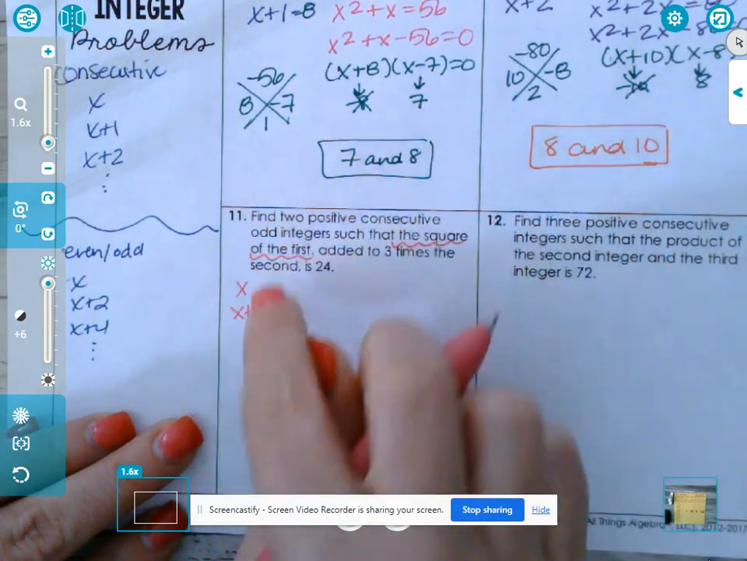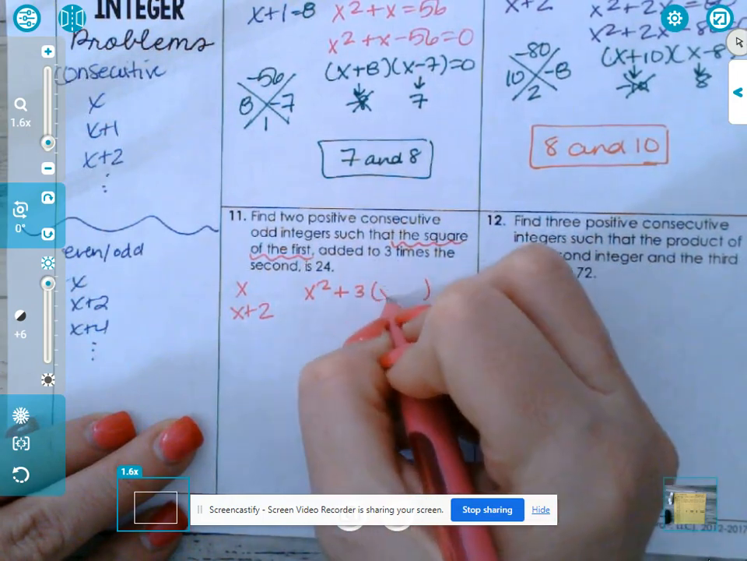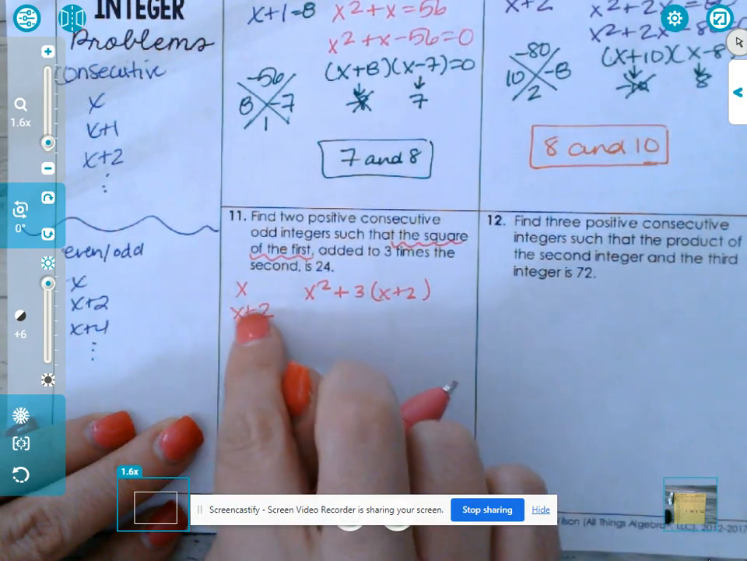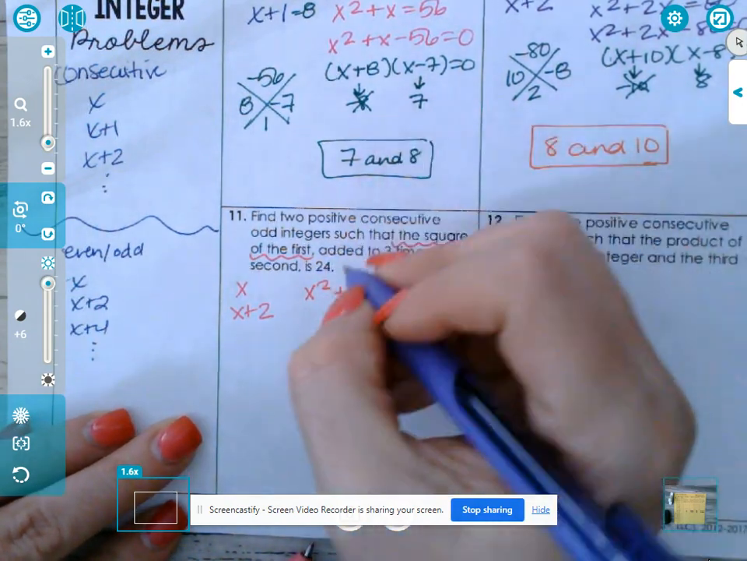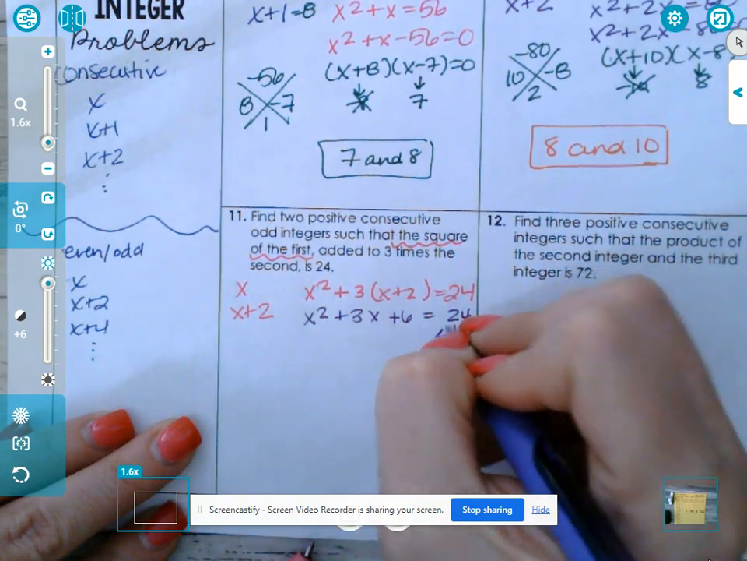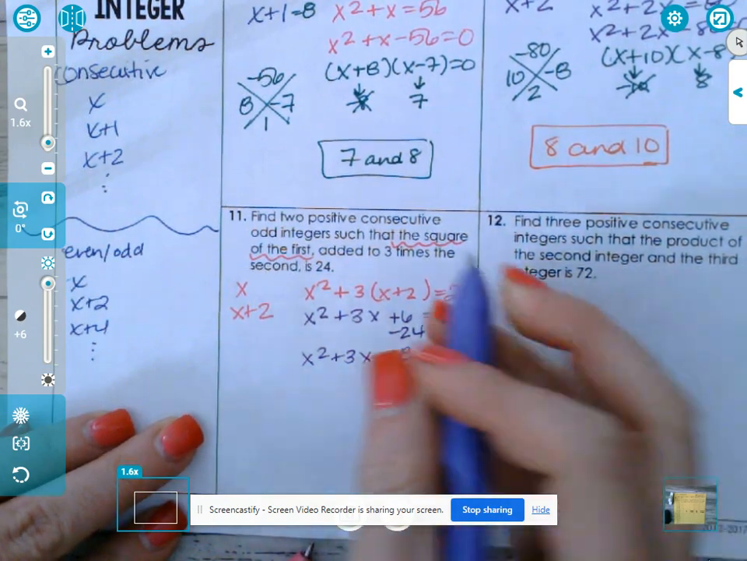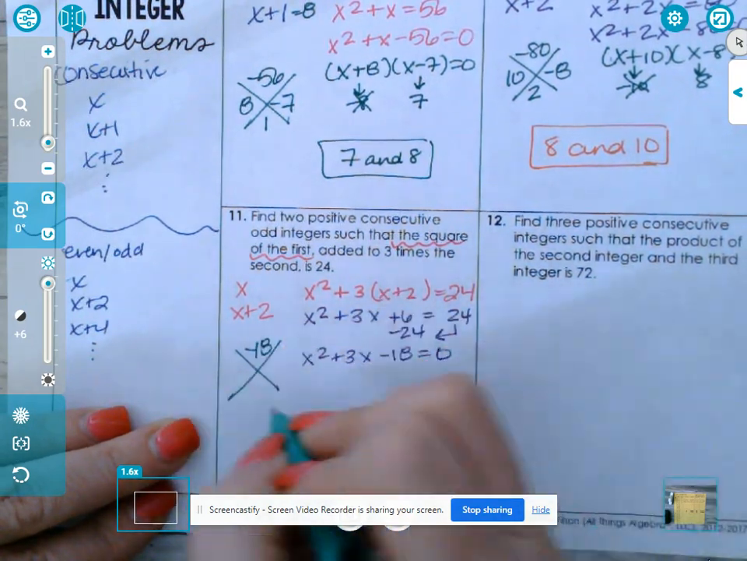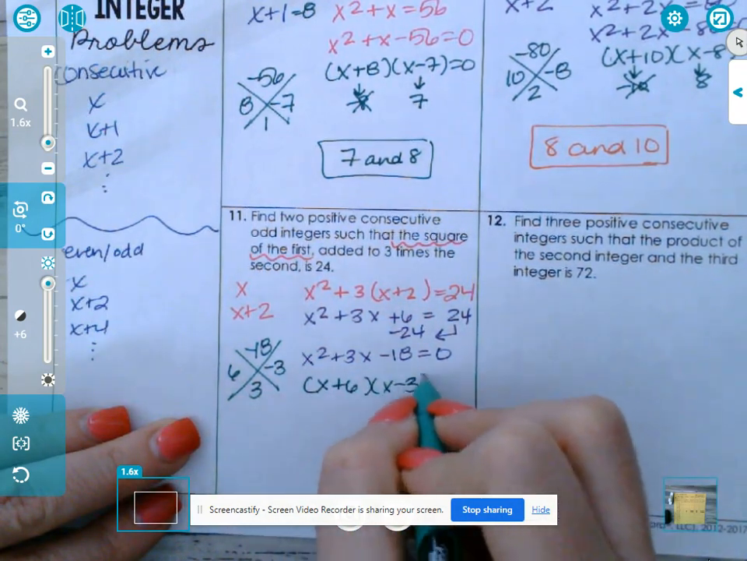All right, the square of the first. So that means you take the first one and square it, added to 3 times the second. Y'all, if you don't put that in parentheses, you're wrong. Okay, make sure it's 3 times the whole thing, and the whole thing is the second one, is 24. Okay, so we're going to simplify from here. Now, again, we'll work this out. So we're going to move that 24 over. So we've got x squared plus 3x minus 18 is 0. Let's factor there with negative 18 and positive 3. So 6 and negative 3.